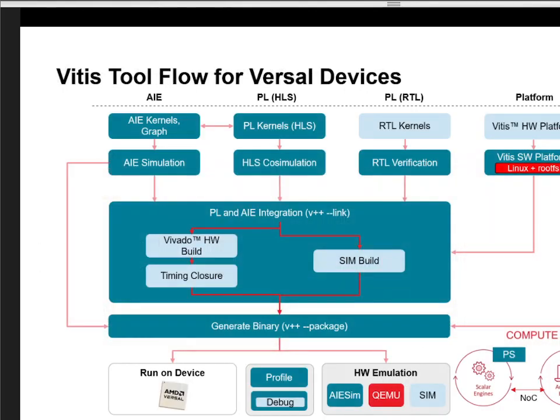And this is more or less how the flow looks. On top, we see the different designers. We've got the data scientists or the AI engineers, who use the AI kernels. We have people who write hardware based on C, so they create programmable logic kernels. Of course, we can also have RTL code, where we create the RTL kernels. And as an input, we need a platform, so we need to know what type of hardware and what type of processor to be used.